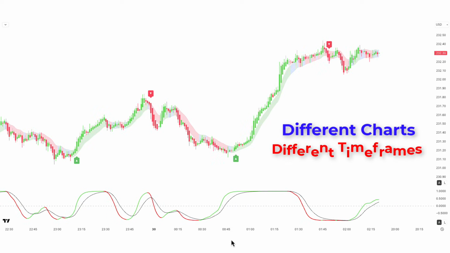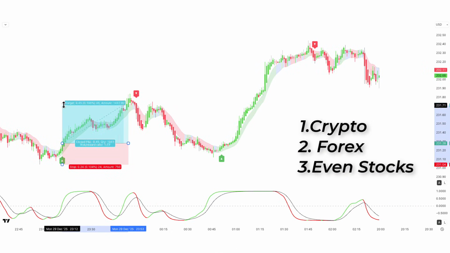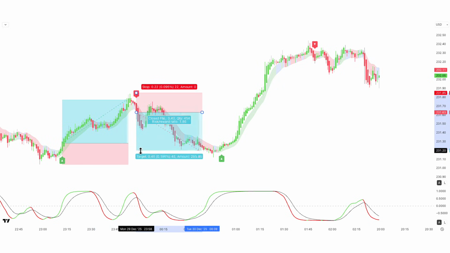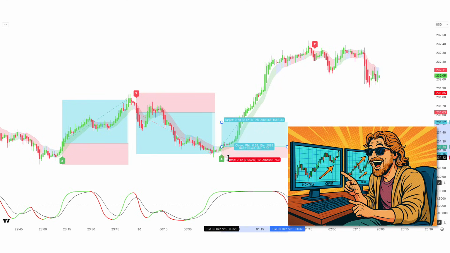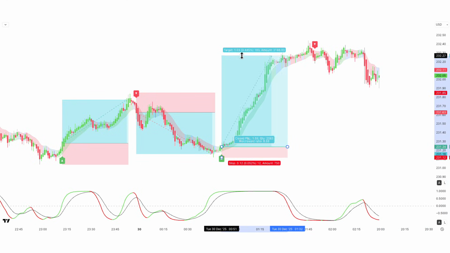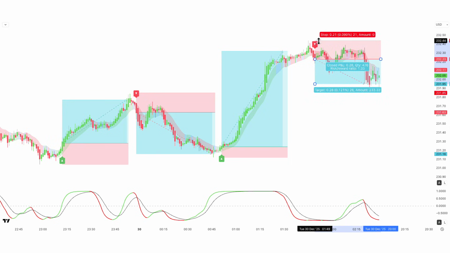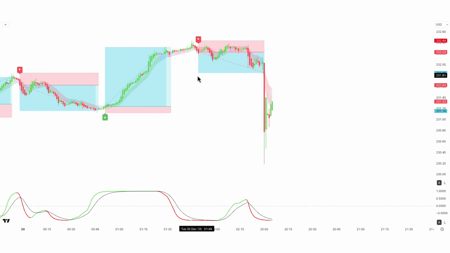Different charts, different time frames, different market conditions. Crypto, Forex, even stocks. I watched how it reacted to trends, pullbacks, and sudden volatility. What surprised me wasn't just the signals, it was the clarity. The market suddenly looked less chaotic and more structured. Instead of guessing entries, I started seeing setups forming before the move even happened.